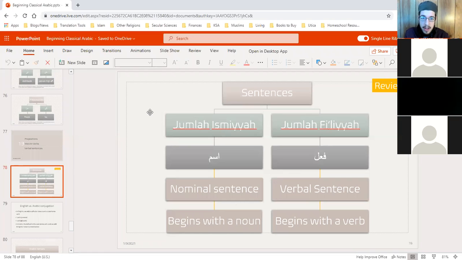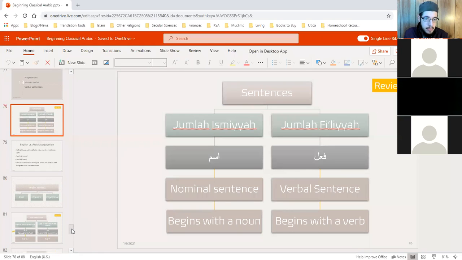Who can tell us, either by microphone or by chat, what were the two main ingredients of the jumla ismiya? Mubtada and khabar. Very good. We have one person from the chat and one person from the microphone. That's exactly what we're looking for. Mubtada and khabar. If you can't get a hang yet of the Arabic terms for grammar, then you could get by for now with knowing that this roughly corresponds to the subject and the predicate.